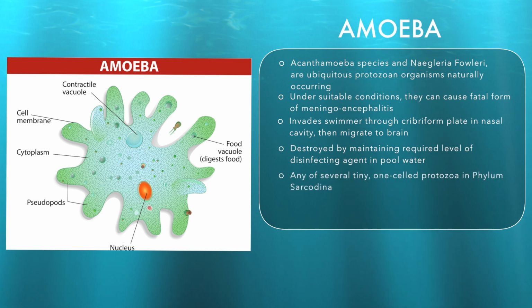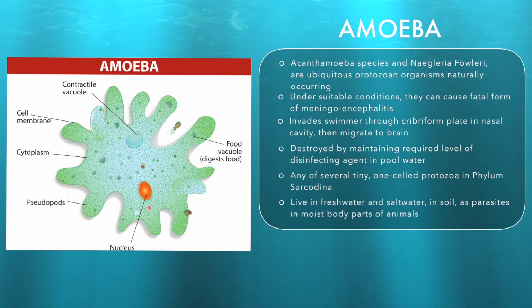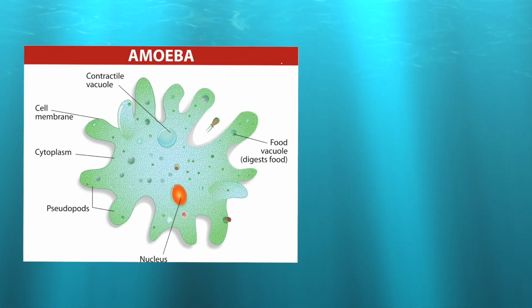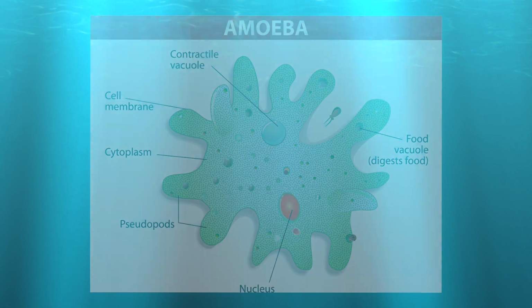An amoeba is any of several tiny one-celled protozoa in the phylum or primary division of the animal kingdom, Sarcodina. Amoebas live in freshwater and saltwater, in soil, and as parasites in moist body parts of animals. A close-up of an amoeba or protozoa.